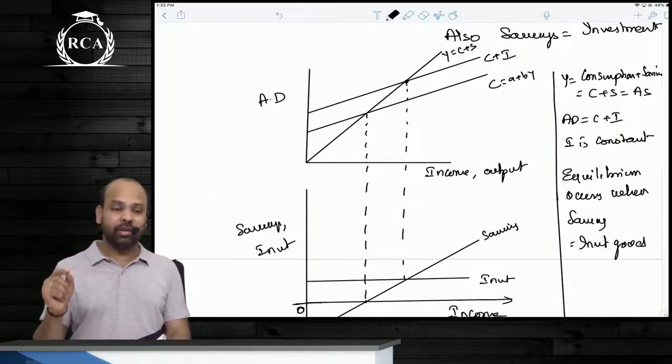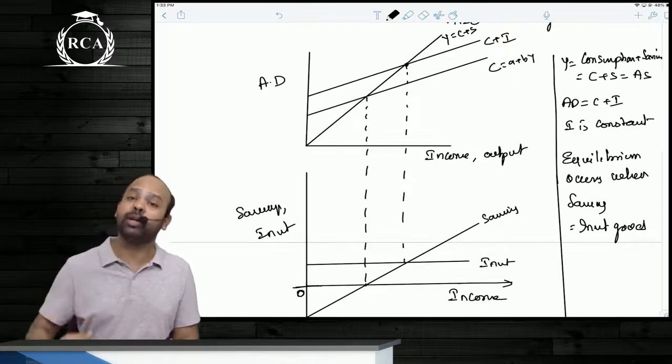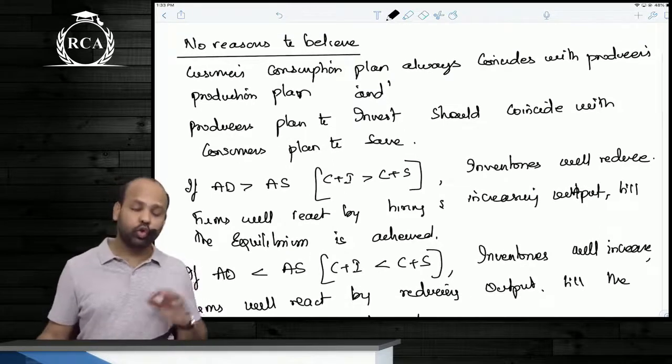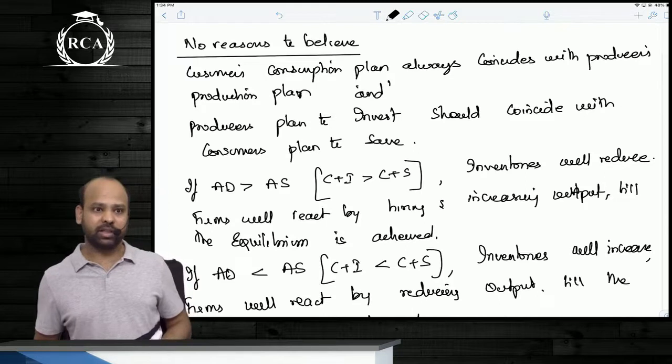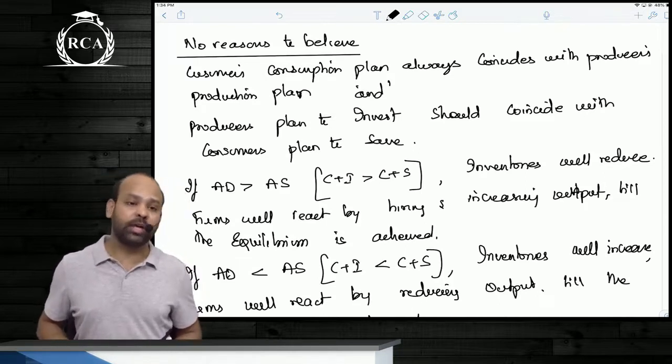See, savings should be equal to the amount of investment, as depicted by this graph. That is where the equilibrium position will occur. You should have no reason to believe that the consumption plan should always match the production plan, or that the producer's plan to invest should match the savings plan.